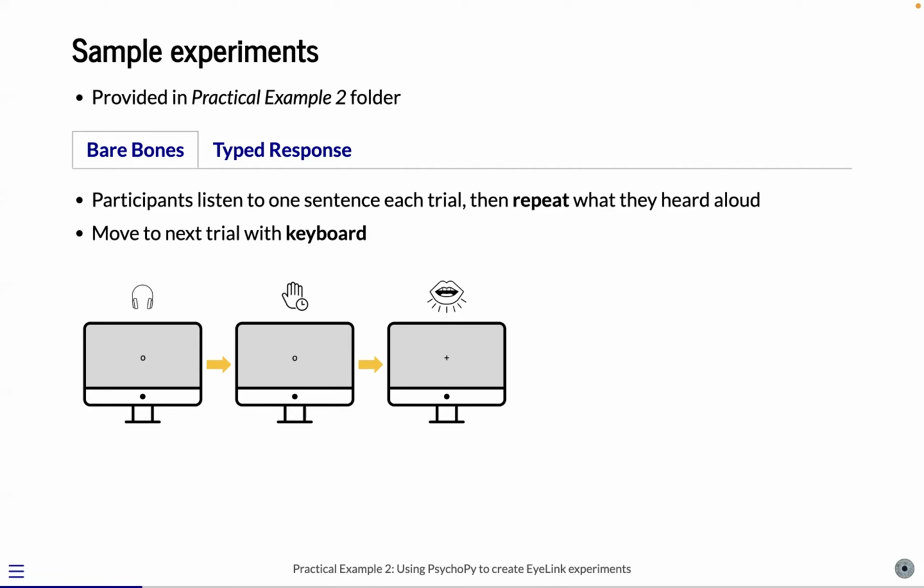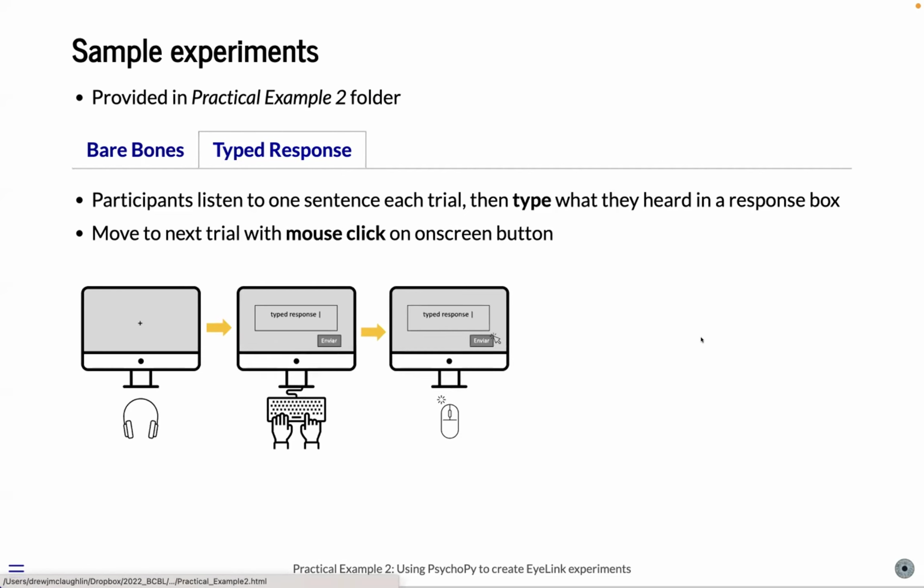So what we're going to talk about is taking this sample experiment and adding the complexity that you need for your experimental needs. And the only response that's collected, I mean, the eye tracker is collecting data during this time, but the only response in this task is a keyboard button to move to the next trial.